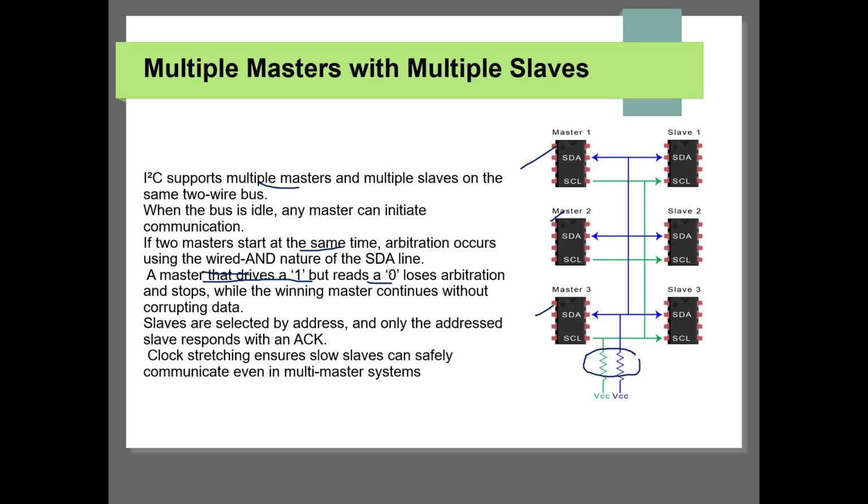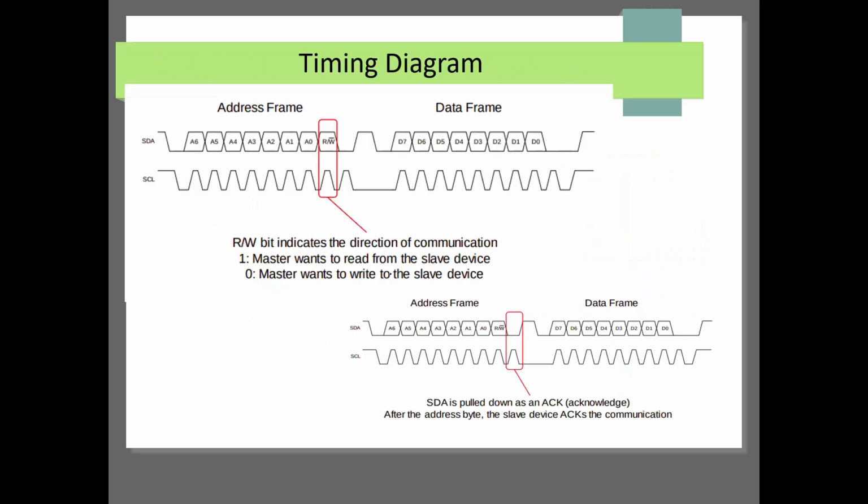See, it supports clock stretching. Clock stretching ensures that slow slaves can safely communicate, even in multi-master systems. That means faster master systems are also communicating with the slower slaves. So there is no problem in that.